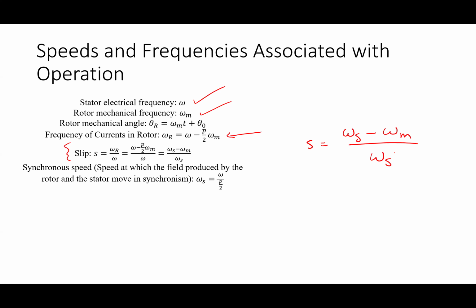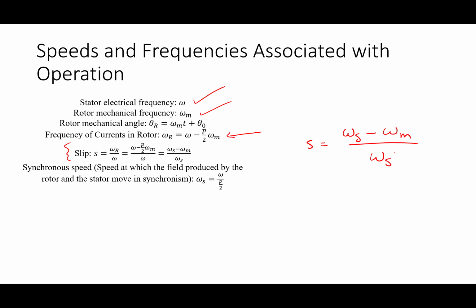Omega S is what I call the synchronous speed. It's the maximum speed this thing can ever reach. When the rotor and the stator are synchronized to each other, there's no torque being produced. It's basically the 60 hertz line frequency divided by the number of pole pairs inside this thing, so divided by P over 2.